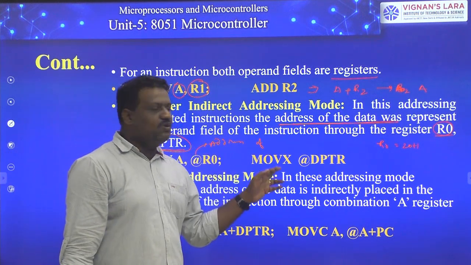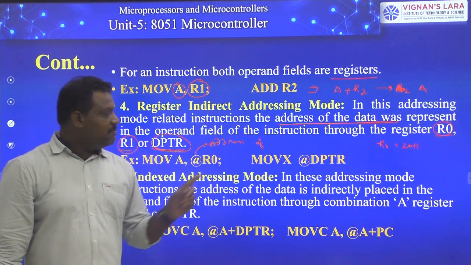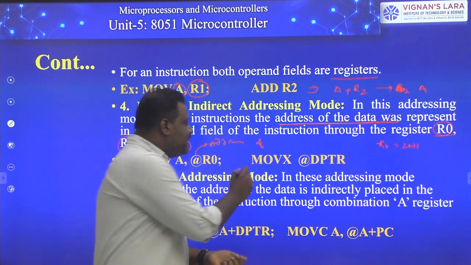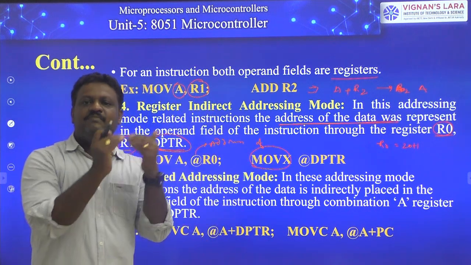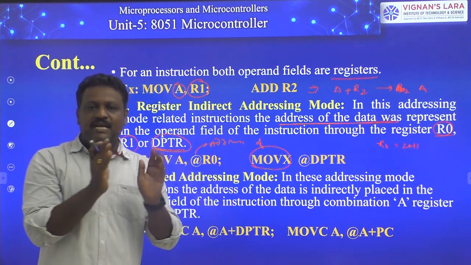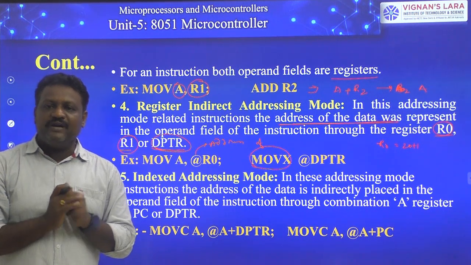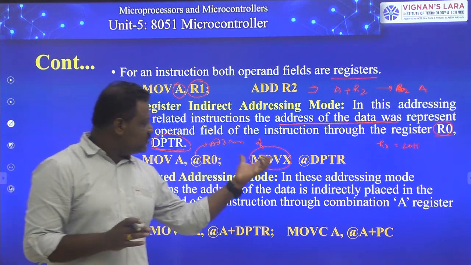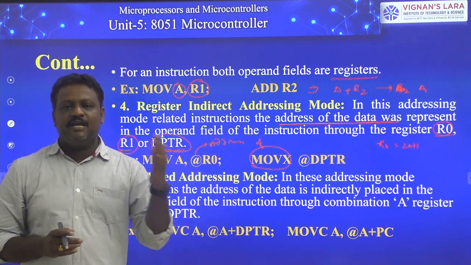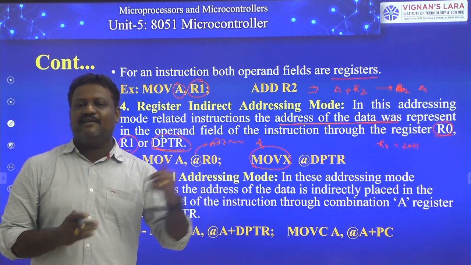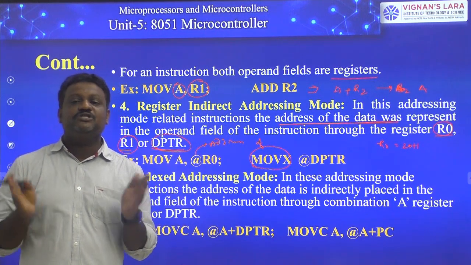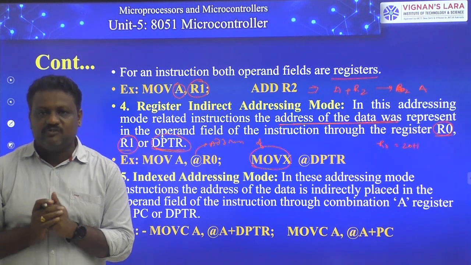And coming to the next, MOVX A, @DPTR. MOVX represents move external. Especially this mnemonic is used whenever we are communicating with external data memory or external random access memory, RAM. I repeat, MOVX means move external. We know that for our 8051 microcontroller, we can connect up to 64 kilobytes of external random access memory.